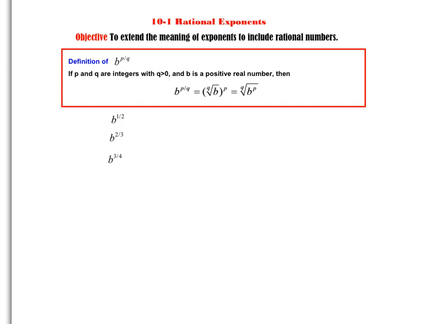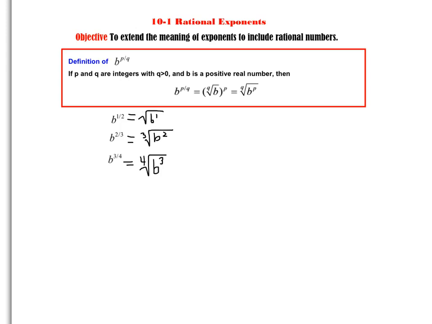It's a little easier to see that when you look at examples. If you look at b to the 1/2 power, the denominator of that fraction, 2, is the root, and then the numerator, b to the first, remains the exponent of your b. So this is the square root, which we don't write a little 2 for, it's just assumed. The square root of b to the first. The second one, the denominator is 3, so this would be the third root of b squared. And then finally this one would be the fourth root of b to the third.